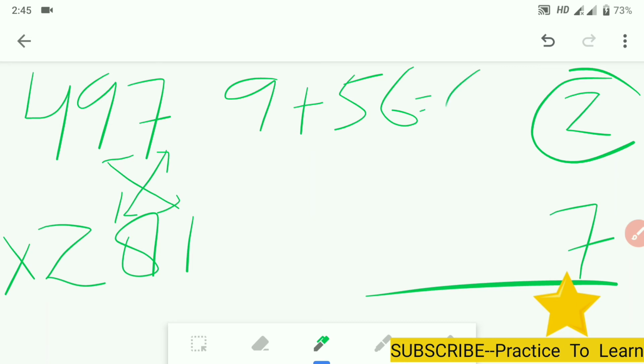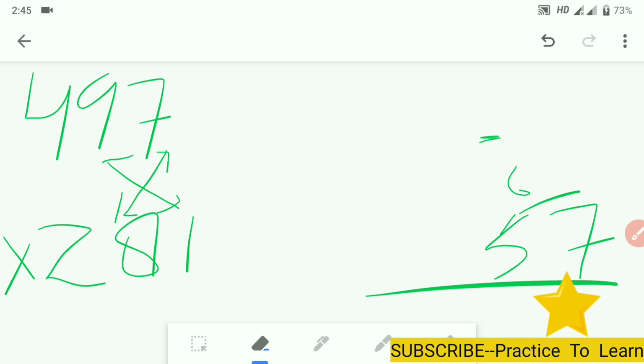Here we got 65. We cannot write 65 at tens place. We will only write 5. We will take 6 as carry. I will write 6 right here. So in step 2 I'll be erasing step number 2. Here we got 6 as carry.